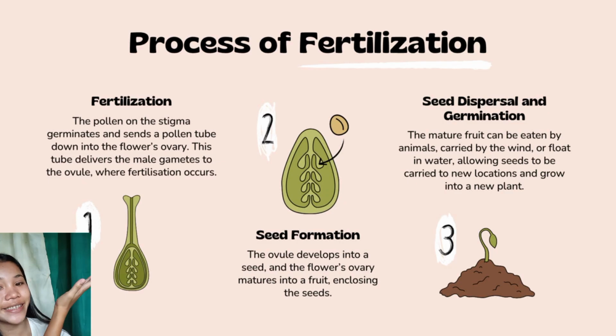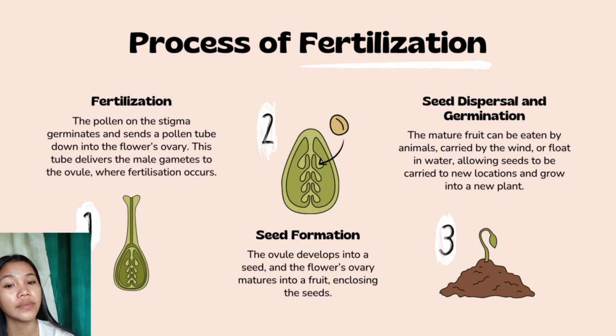Okay, this is the process of fertilization. Number 1, fertilization: the pollen on the stigma germinates and sends a pollen tube down into the flower's ovary. This tube delivers the male gametes to the ovule where fertilization occurs.